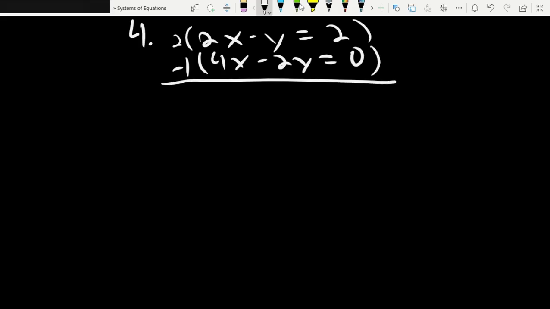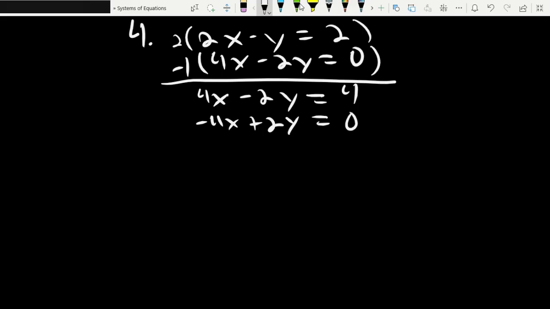And you're going to get here 2 times 2x, which is just 4x. 2 times -1y is just minus 2y equals 2 times 2 is 4. -4x. Oops. I don't know if you guys are seeing the pattern here. Okay, and then this one is going to be 0, basically. So what do you guys notice here? When you add them, 4x minus 4x cancels out, 0, right? And -2y plus 2y cancels out because it's 0.